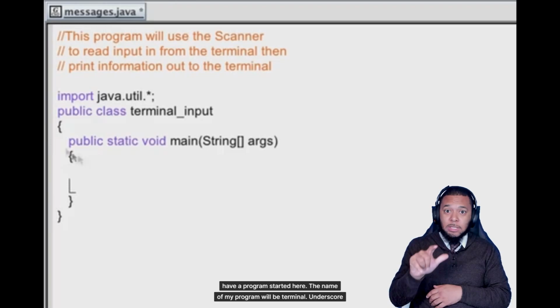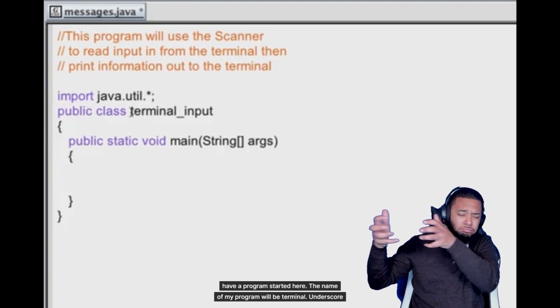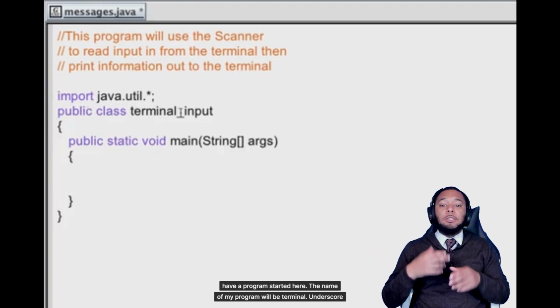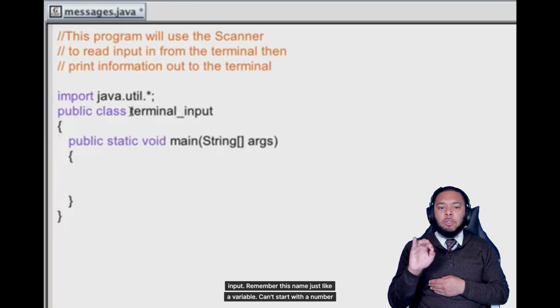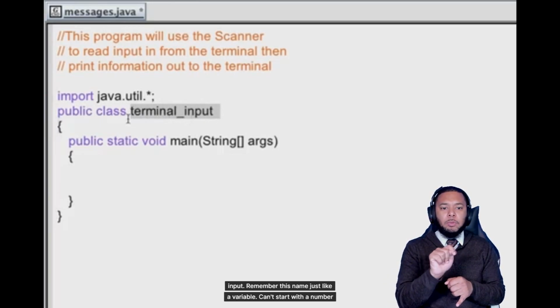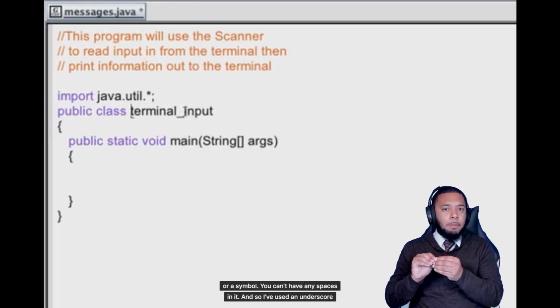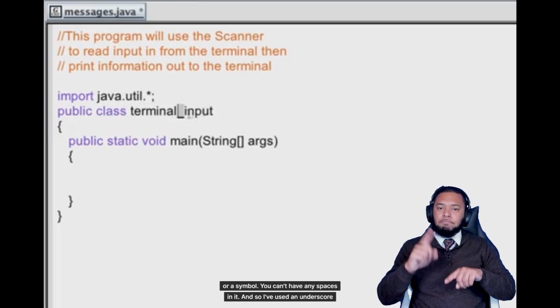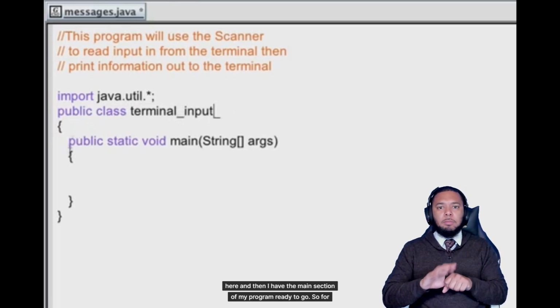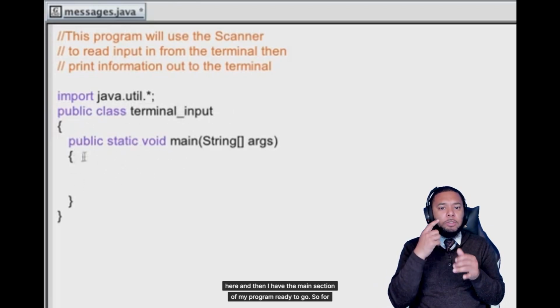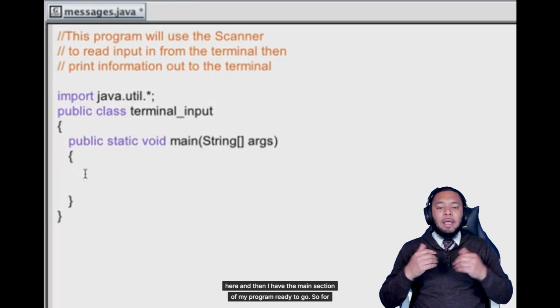And you see I have a program started here. The name of my program will be terminal_input. Remember, this name, just like a variable, can't start with a number or a symbol. It can't have any spaces in it. And so I've used an underscore here. And then I have the main section of my program ready to go.